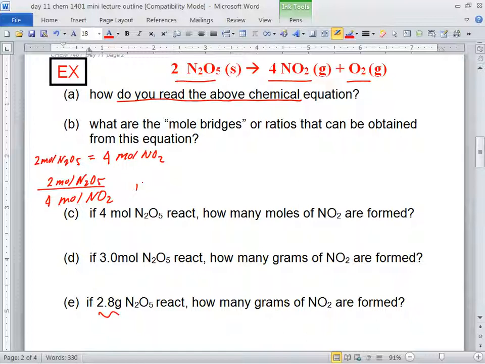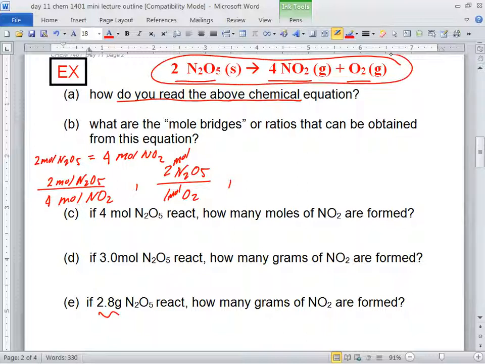Megan, what would be another one? 2 dinitrogen pentoxide to 1 oxygen. Use the word mole, because it'll make the converting so much easier. What would be another one, Rebecca? What would be another ratio you can get out of this mess, from up here? Another mole bridge you could get? What to what?